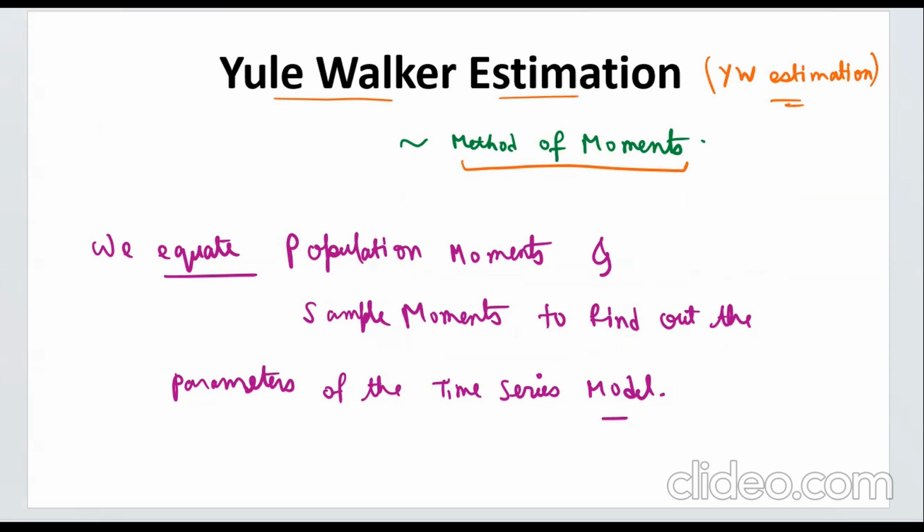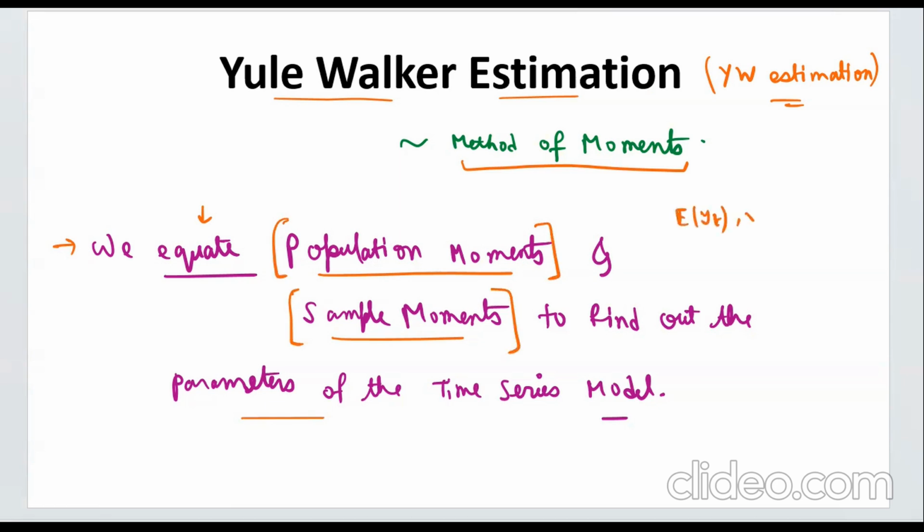So what is the process? The process is that in this method, we equate the population moments and the sample moments to find out the parameters of the time series model. This is the short and simple definition of Yule Walker estimation. So all you need to do is to find out what is the population moments and what is the sample moments. And for that, you have to know what is the expectation, what is the variance, and what is the auto covariance function of the processes that we have covered till now.